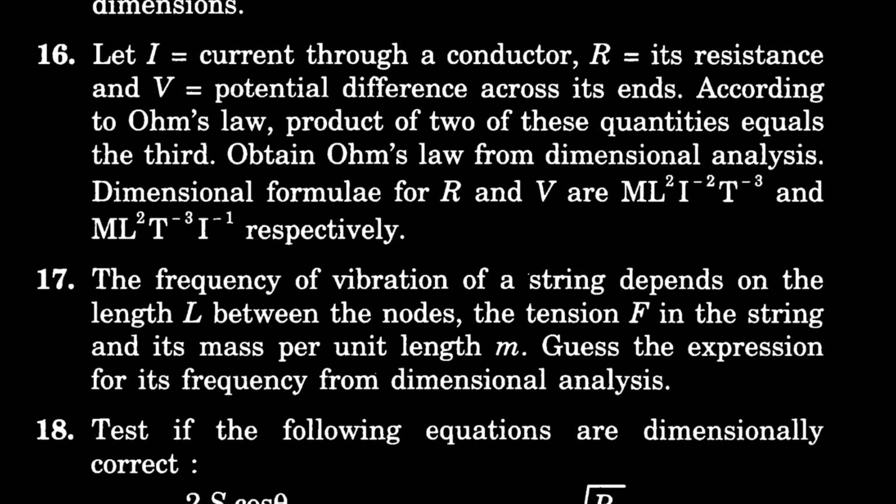In question 16, we have I as current, R as the resistance, and V as the potential difference. According to Ohm's law they are all related, so we need to find Ohm's law based on the dimensional formula. This is the 16th question.